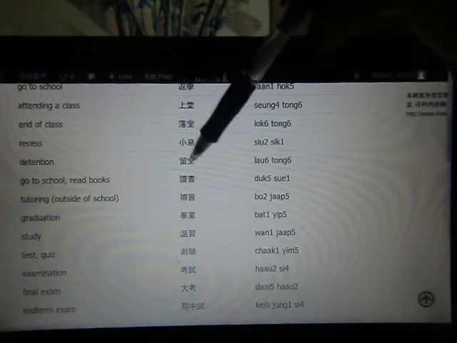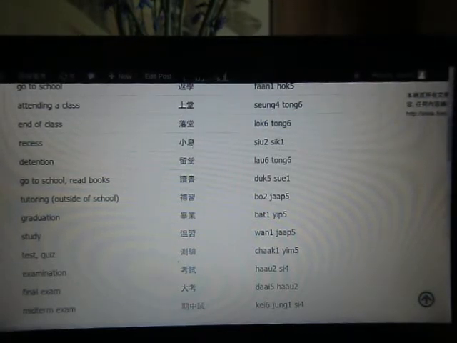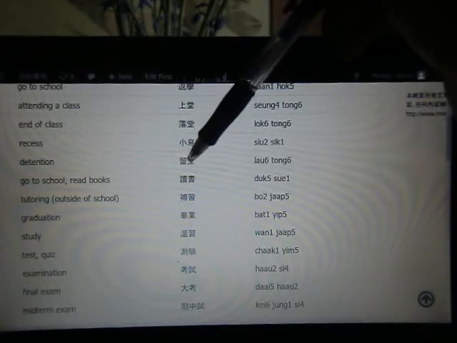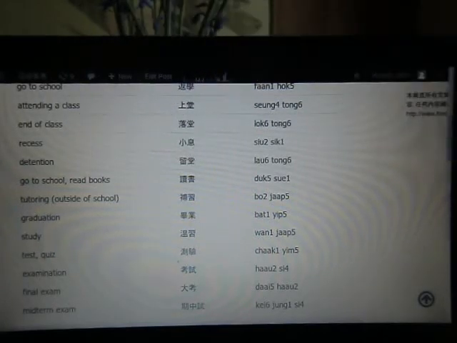And then retention is 留堂. 堂 again is the place for gathering people, and 留 means to stay. So in other words, to stay in class after school ends. That means detention.